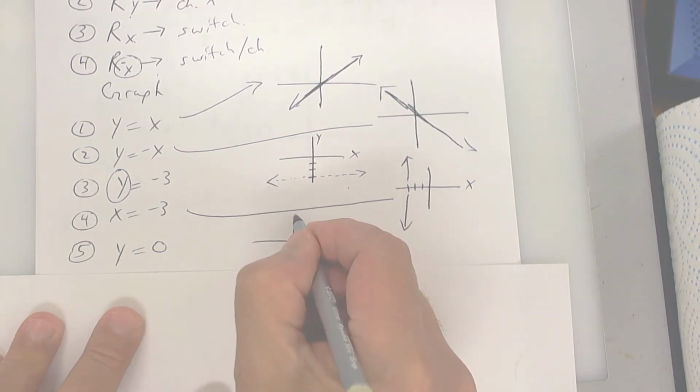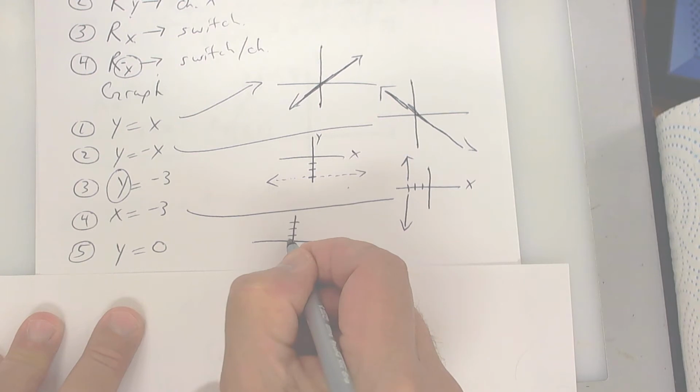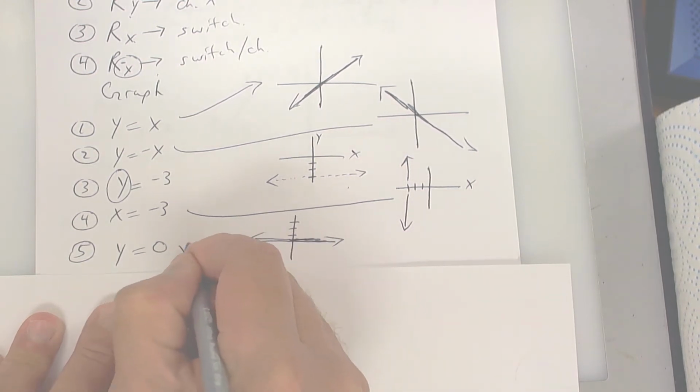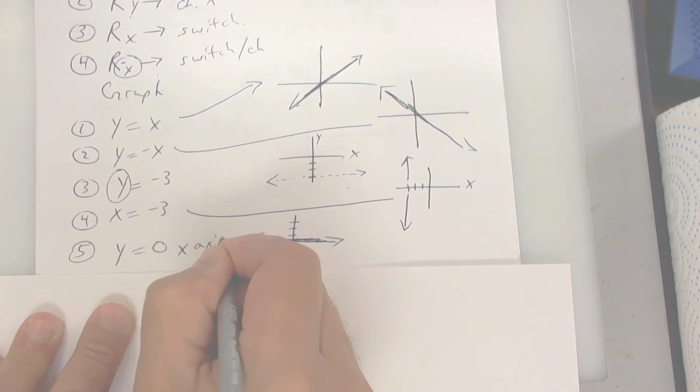Here's my y. And its 0 is here. So it's got to be this flat line. So y equals 0 is the x-axis. Make sure you know that.